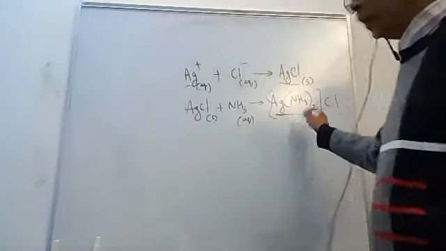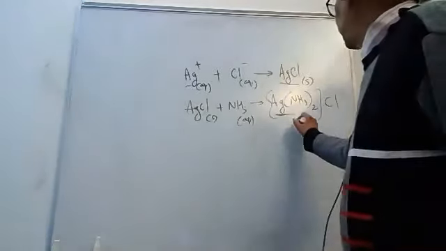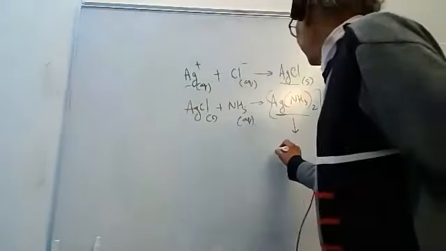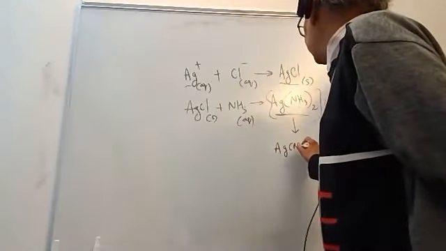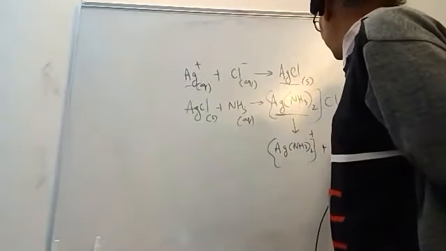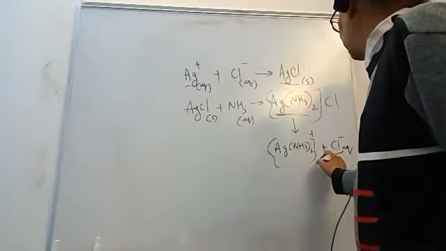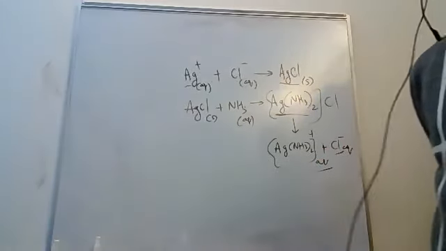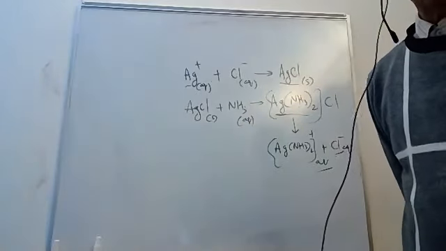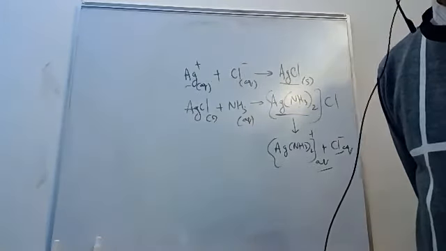So what happens is, as soon as you make this complex, it dissolves in water to give you a cation, which looks like this, Ag(NH3)2 +1, plus Cl minus aqueous. That is how silver chloride dissolves.